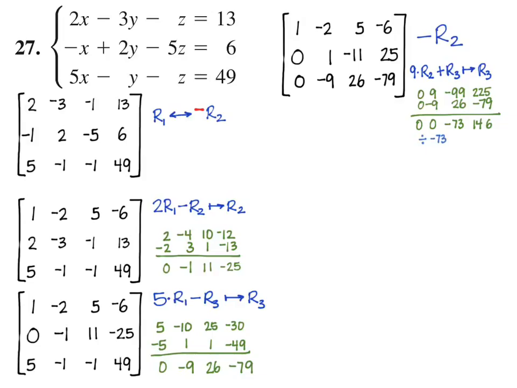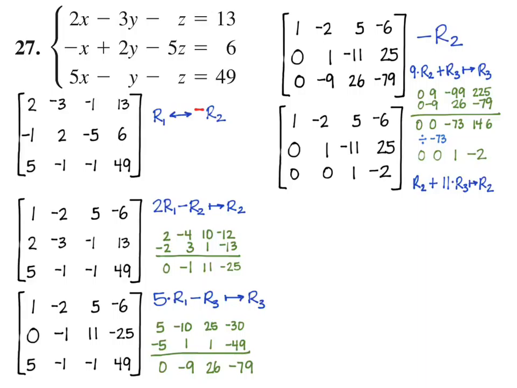Oh, but before I do that, I realize both of these terms are divisible by negative 73, and when I do that, I have 0, 0, 1, negative 2. So this is what I'm going to replace row 3 with. I always try to simplify whenever I can, and I saw that that row was divisible by negative 73. So I replace that into row 3, and I have 0, 0, 1.